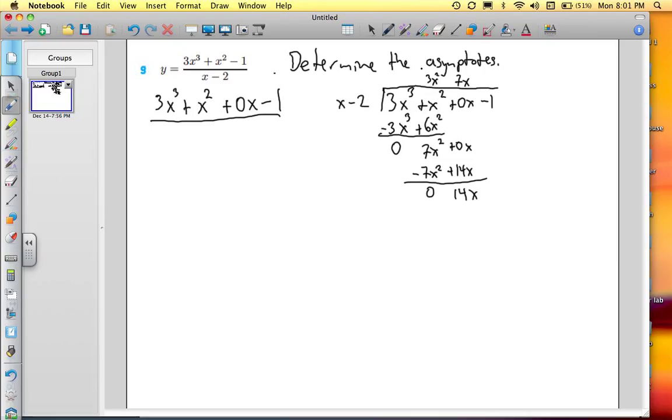And then you subtract 1, bring down that minus 1. And the last thing, which is you multiply by 14, and you get 14x minus 28. And opposite, we end up with 27.